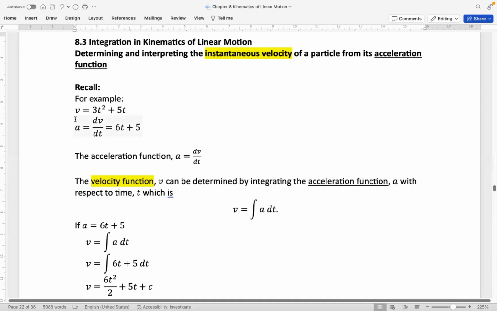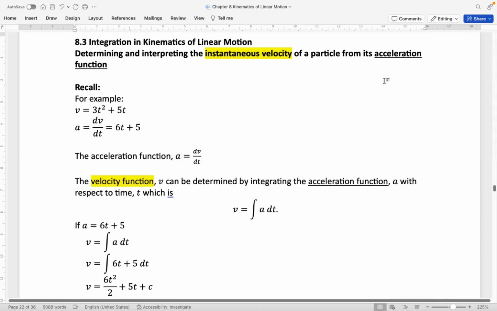Previously, when we are given a velocity function, let's say 3t squared plus 5t, if we want to find acceleration, we have to do differentiation. A equals dv dt. So we differentiate term by term, we have 6t plus 5. So A equals dv dt.